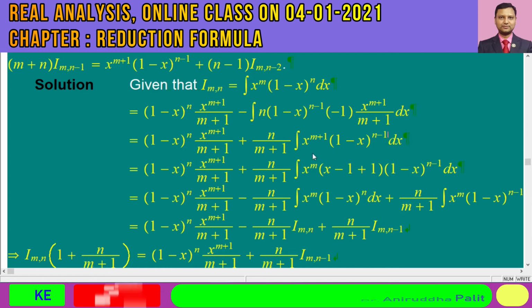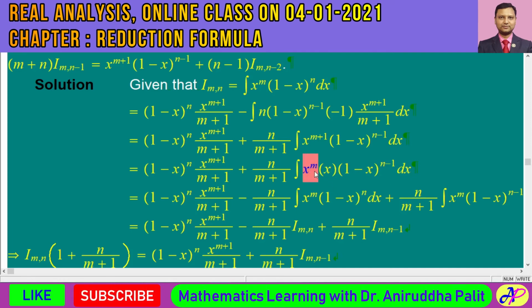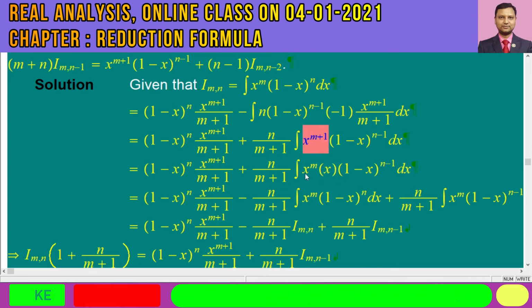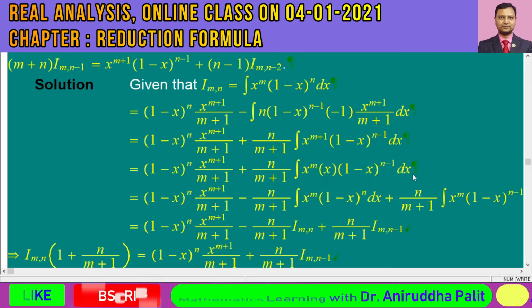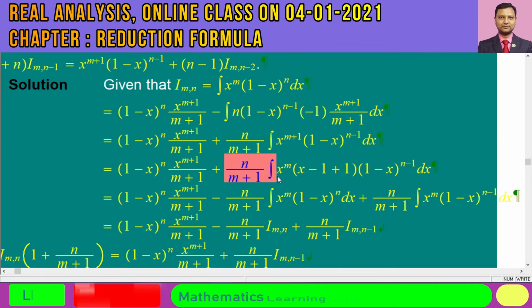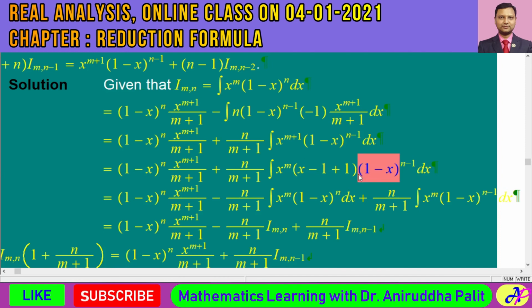Now what we are doing is that, you see, this x to the power of m plus 1 can be written as x to the power of m multiplied by x. I am telling again, this x to the power of m plus 1 can be written as x to the power of m multiplied by one more x, and this x can be written in this way, x minus 1 plus 1. Why are we doing this kind of operation? Because in that case, in this second term, this x minus 1 can be multiplied by this 1 minus x. Remember, we have x minus 1 and we have 1 minus x.